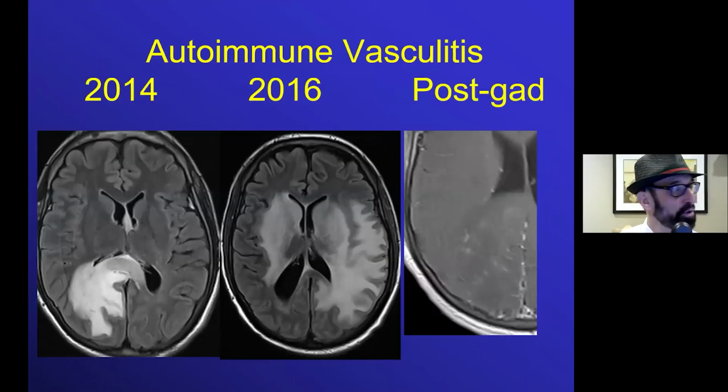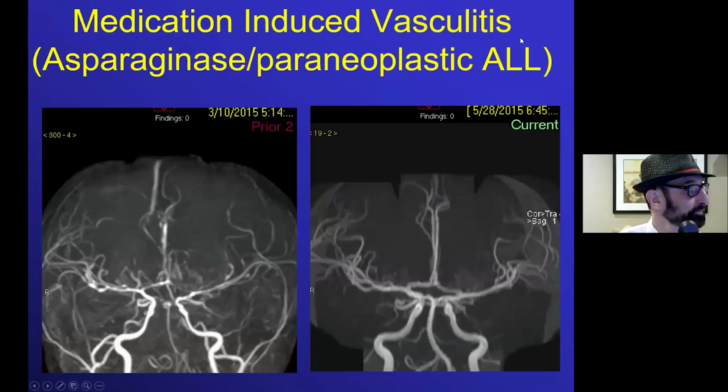All other autoimmune vasculitis, this one was not well characterized. You can see that this may progress pretty severely from 2014 to 2016 and have this ill-defined enhancement that, when you drill down on it more closely, you can see is also associated with the vascular wall.